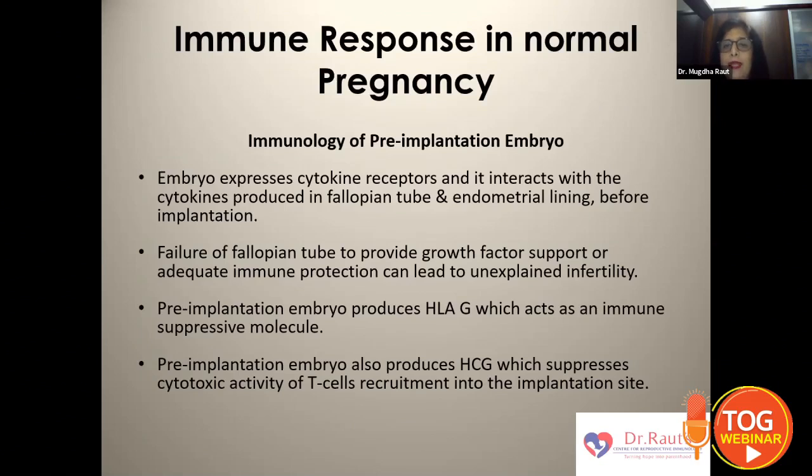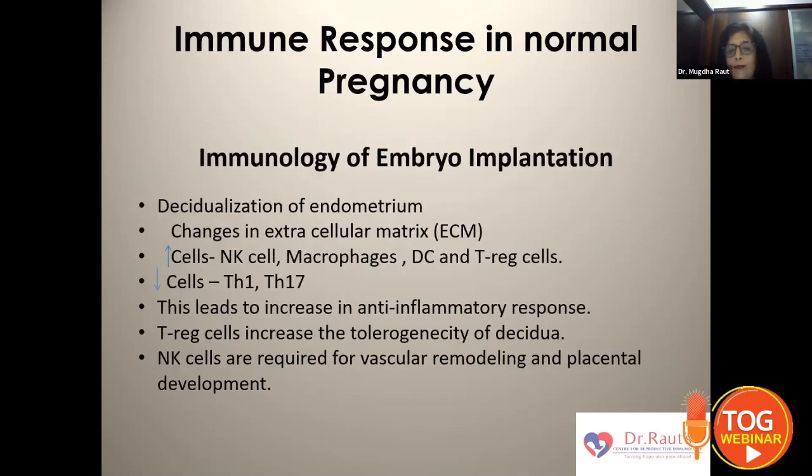Let's see the immunology of the pre-implantation embryo. The embryo expresses cytokine receptors and it interacts with the cytokines produced in the fallopian tube and the endometrial lining before implantation. Failure of the fallopian tube to produce growth factor support or adequate immune protection can lead to unexplained infertility. And the pre-implantation embryo produces HLA-G, which acts as an immune suppressive molecule. The HLA-G is supposed to be immune suppressive. The pre-implantation embryo also produces HCG, which suppresses the cytotoxic effect of T cell recruitment into the implantation site.